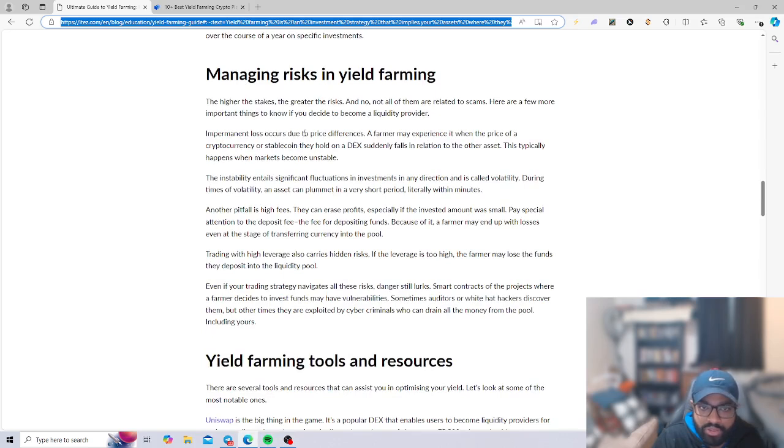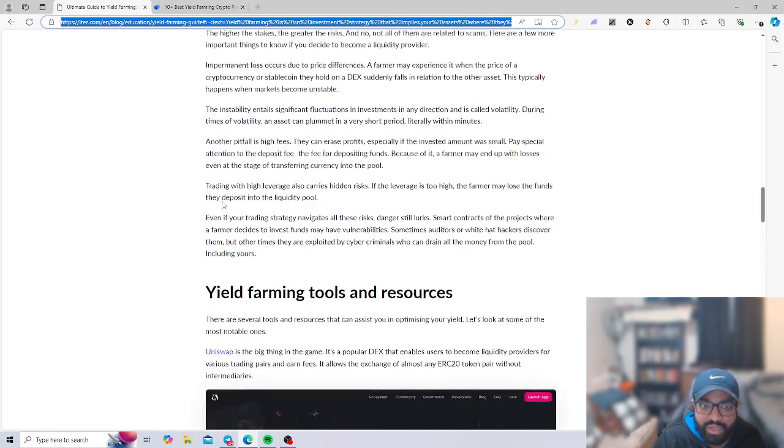Impermanent loss: due to price differences, a farmer may experience loss when the price of a cryptocurrency or stablecoin they hold on the DEX suddenly falls in relation to the other asset. This typically happens when the market becomes unstable. The instability entails significant fluctuations in investments in either direction, called volatility.